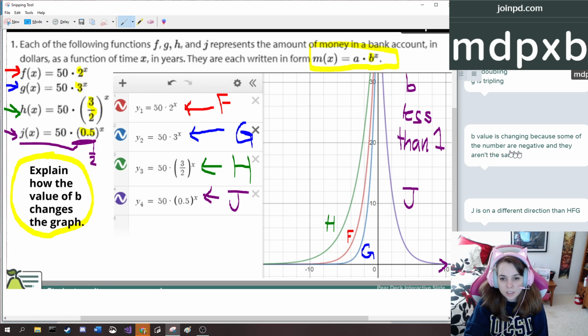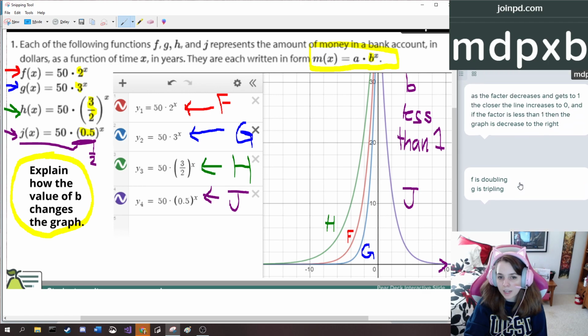Okay, so the b value is changing because some of the numbers are negative and aren't the same. None of these numbers are negative, however, some are less than 1. Less than 1 doesn't necessarily mean negative. Less than 0 means negative. So instead of saying negative, we'd want to say that they're less than 1. But yeah, all of these b values are different, and we see that these graphs definitely look different. So J is going in a different direction, because when things are less than 1, it's going to go in a different way.